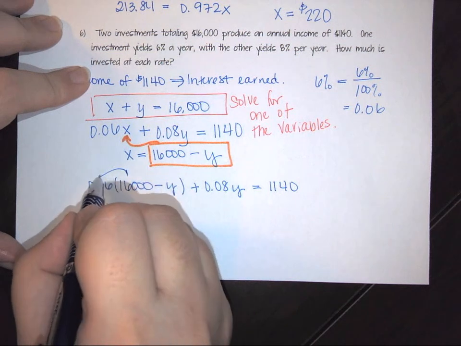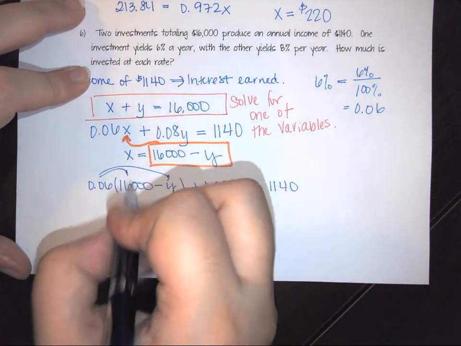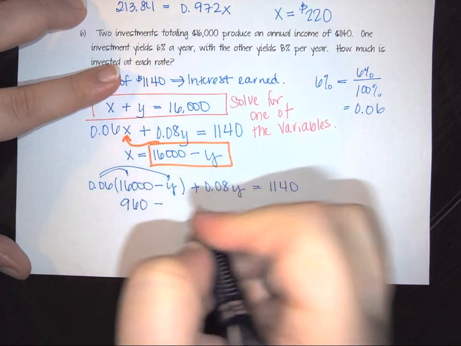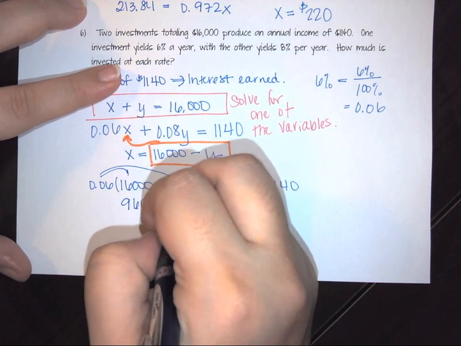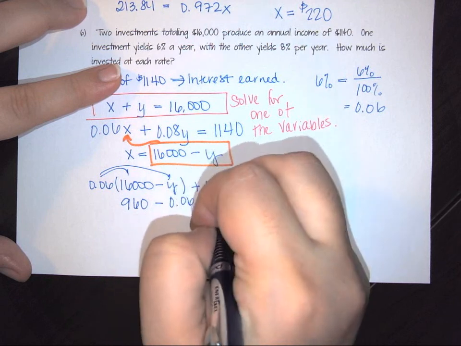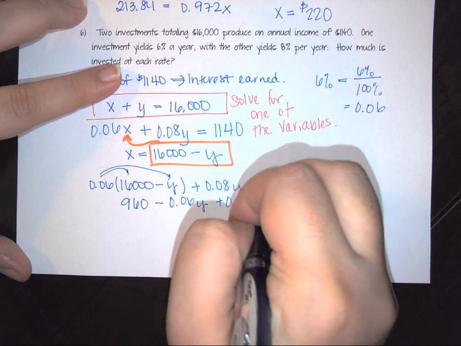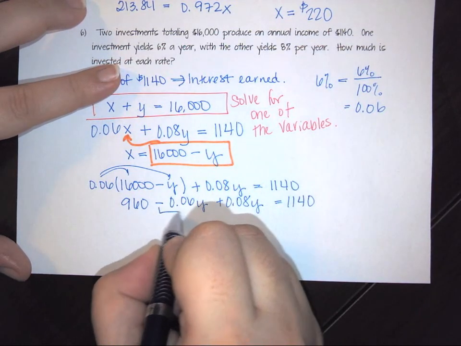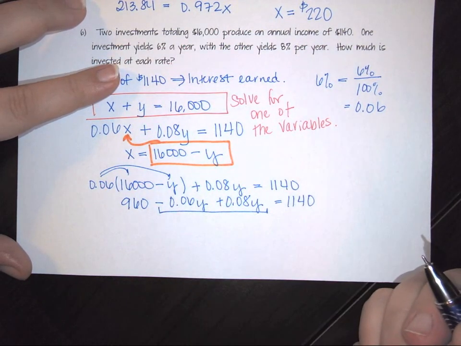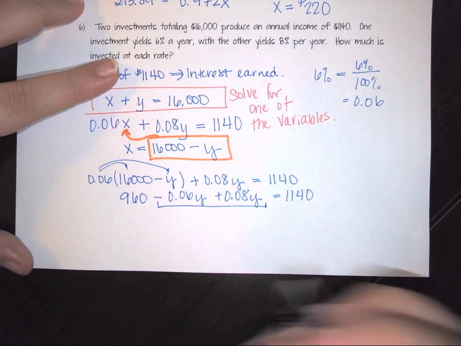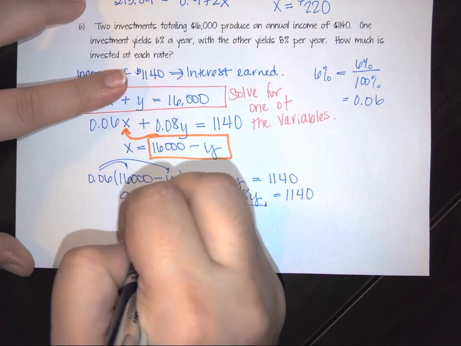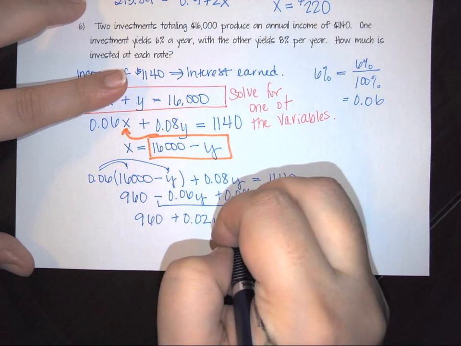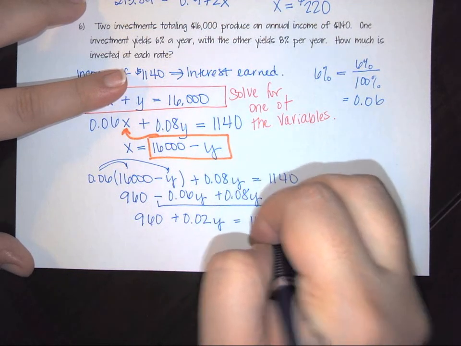I'm going to distribute my 6% through. So this becomes 960 minus 0.06y plus 0.08y equals 1,140. I'm going to combine my y's together. So this is 960 plus 0.02y is equal to 1,140.